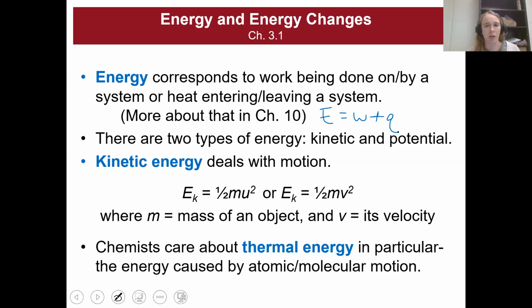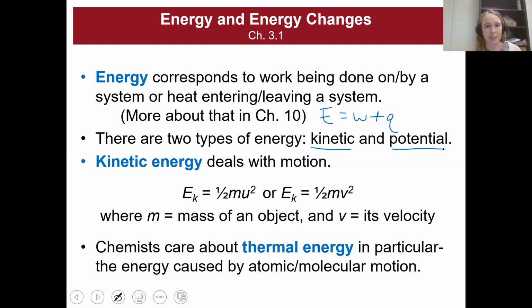So all of the energy that is in a system comes from the work that was done on the system or the work that it's doing on something else, and the heat that is entering or leaving the system. That's all the energy is related to, those two things. But you don't need to worry about that for now. For now, you just need to worry about these two types of energy, kinetic energy and potential energy.